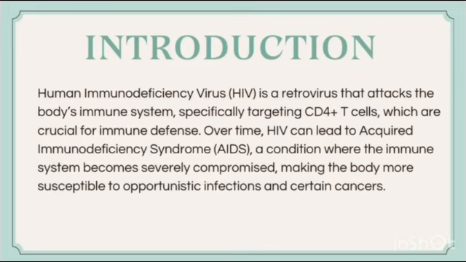Introduction. HIV is a retrovirus that attacks the body's immune system, specifically targeting the CD4 positive T cells, which are crucial for immune defense mechanisms. Over time, HIV can lead to acquired immunodeficiency syndrome, a condition where the immune system becomes severely compromised, making the body more susceptible to opportunistic infections.